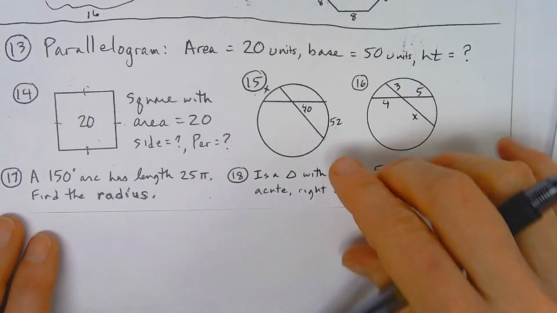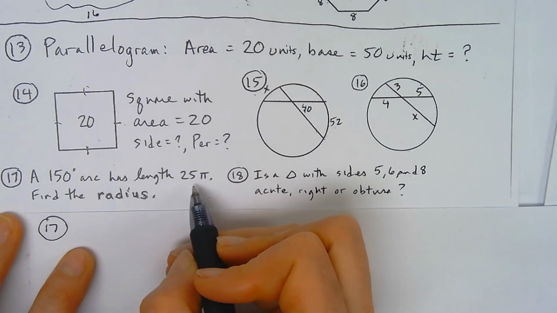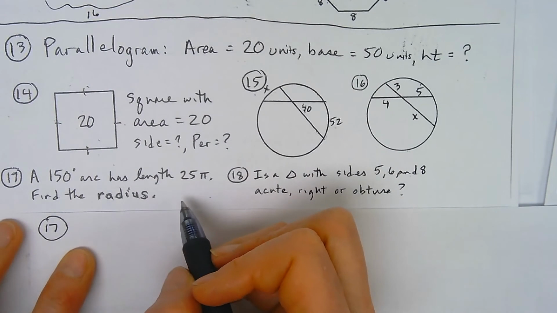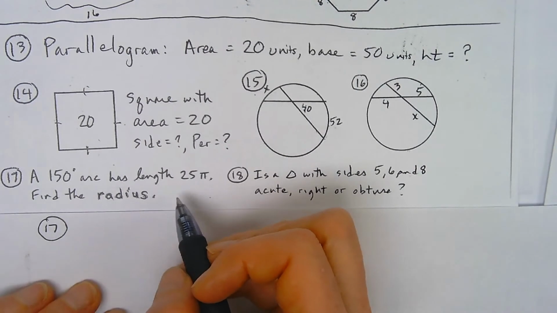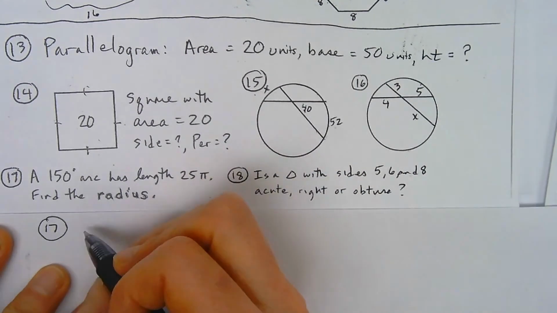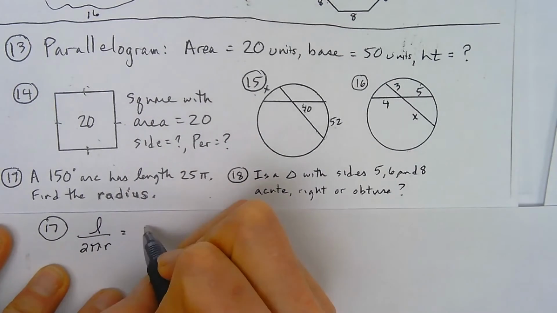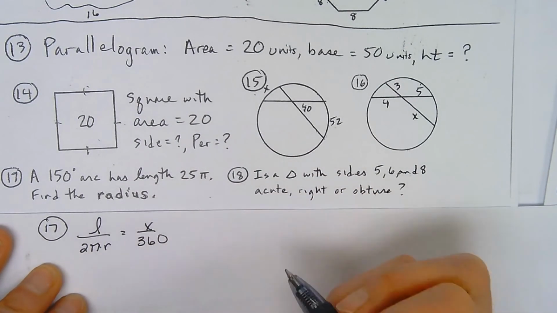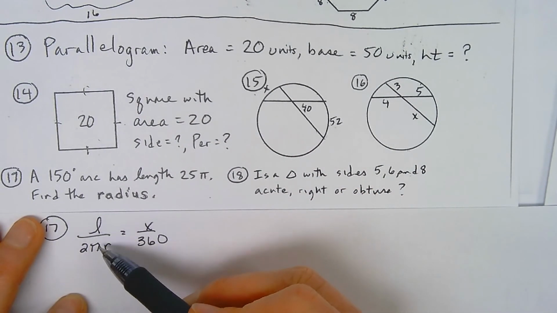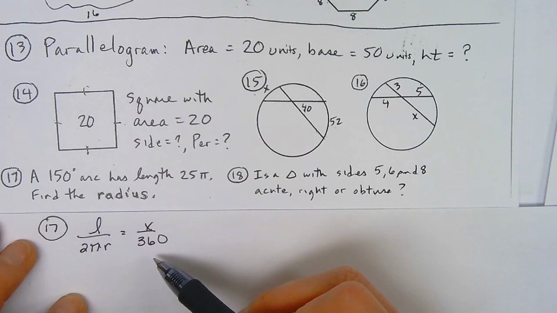Number 17. 17 tells us about a length of an arc. So the length of an arc means we're going to either use the equation or the proportion for the length of an arc. In this case, I'm going to use the proportion. L is to 2 pi r as x is to 360. This is the proportion that puts the segment of the circle over the entire circumference equal to the measure of the central angle that creates it over 360.